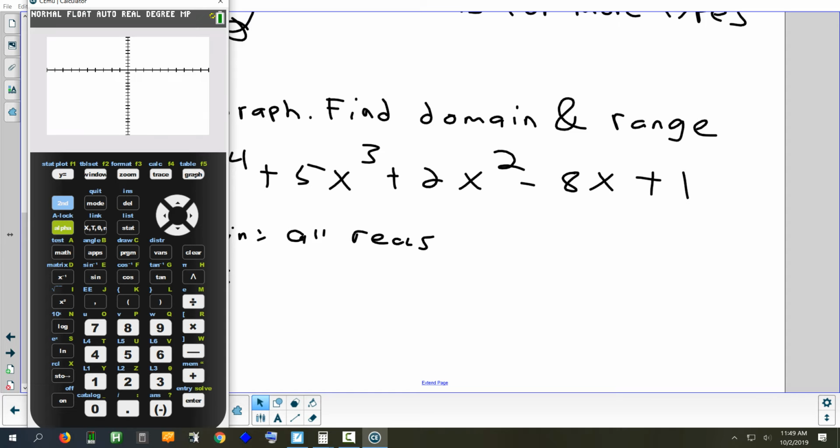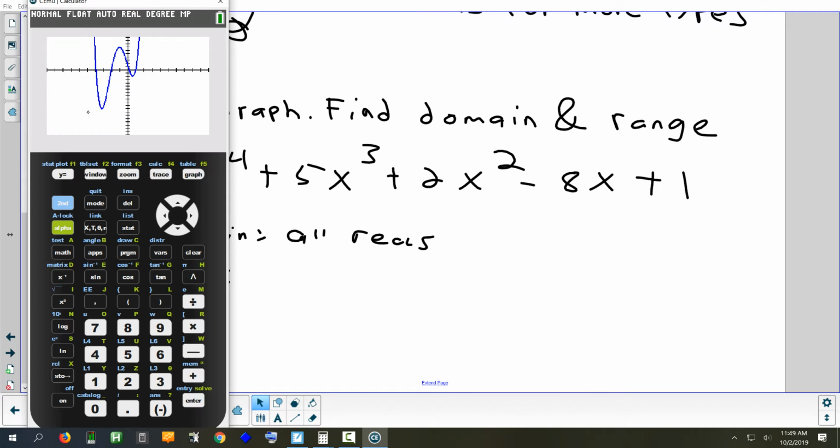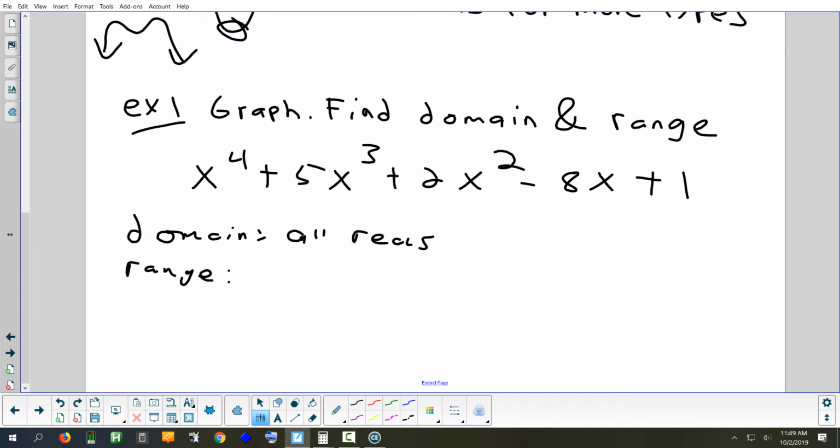Okay, so Elias, does this function go down forever? No, it bottoms out. We have to find where it bottoms out. Does it go up forever? Yes. So there's no question. The range goes up to infinity. So we know that. But the question is, where does it bottom out?